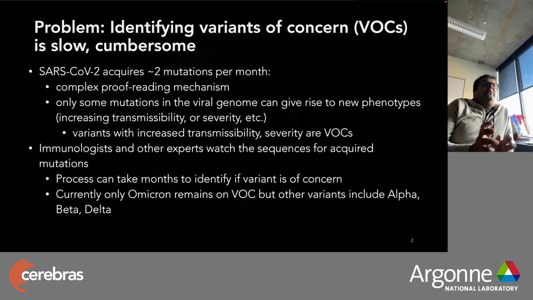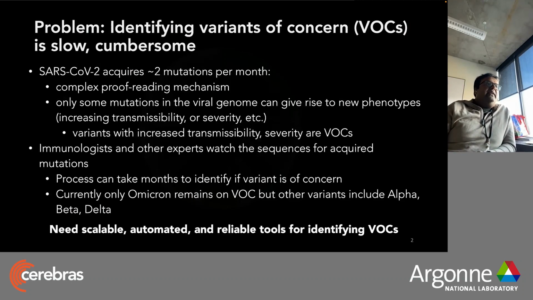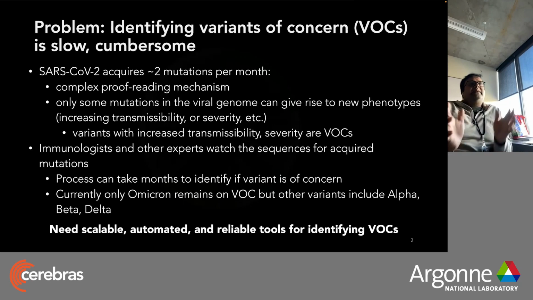Currently only Omicron remains a variant of concern, because that's the one that's fast spreading. But other variants in the past include Alpha, Beta, and Delta. If it takes 6 months before we even identify a variant of concern, that's a problem, because it's not something we can wait for. Otherwise the disease would spread, and you could have quite a handful, which has been seen throughout the pandemic so far.